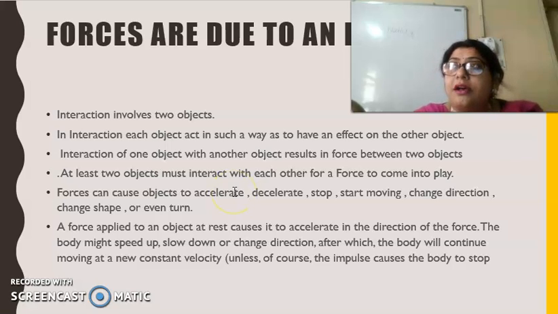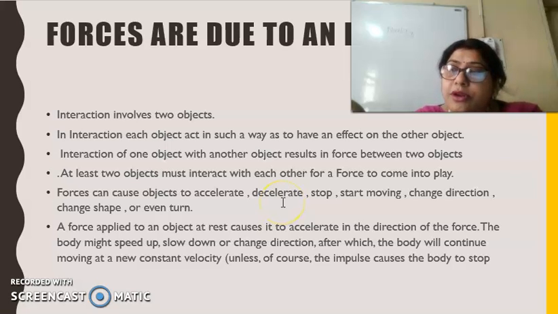Suppose a body is in a state of rest, and you are applying a force on the body to make it move, so it moves with a certain speed. If you apply more force, then it will move with a little more speed. That means you are accelerating the body, or increasing the speed of the body.